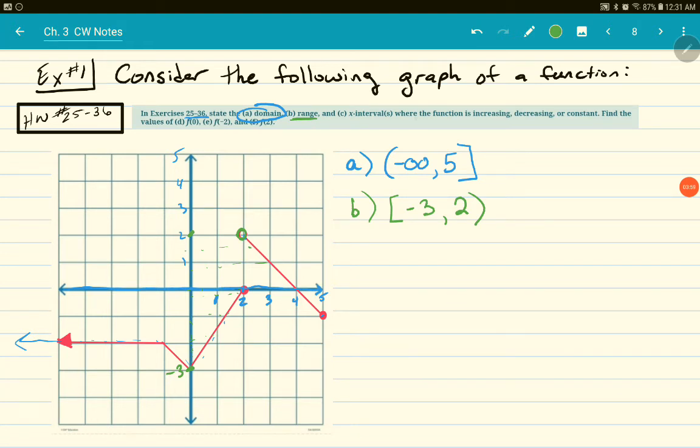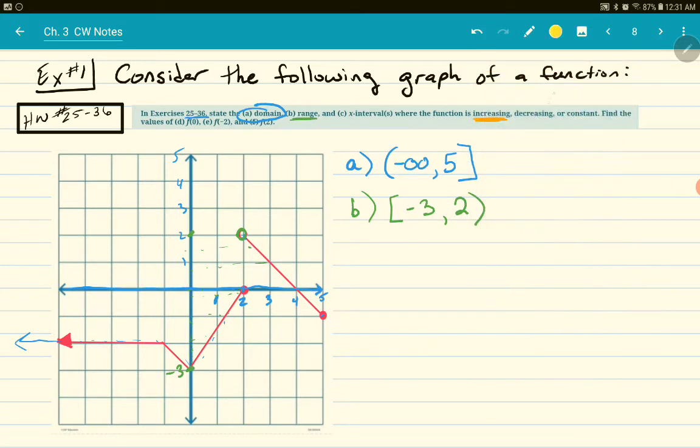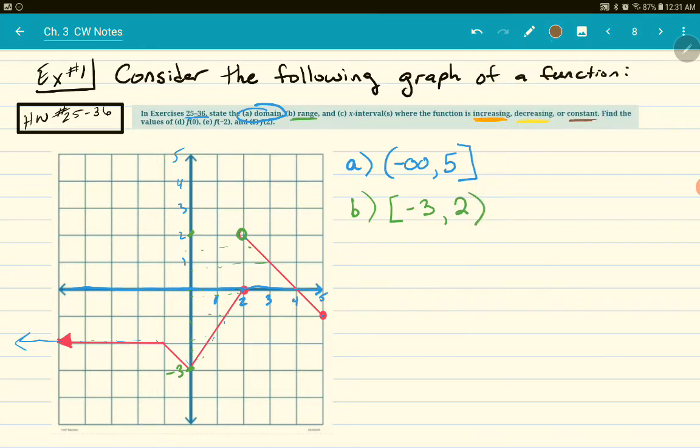Okay, now for C, we need to look for where the function is increasing. Let's do increasing in orange, and then we'll do decreasing in yellow, if that's easy to see, and then constant in brown. So where is this graph increasing? Whenever the slope is positive. I'm going from left to right, remember, always go left to right. If you're walking along this red line, when are you walking uphill? That is right here, and that's really it. That's the whole increasing interval.